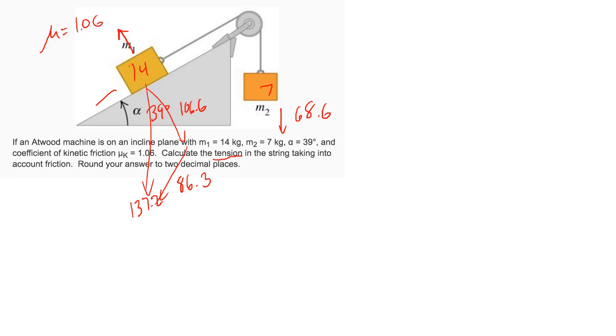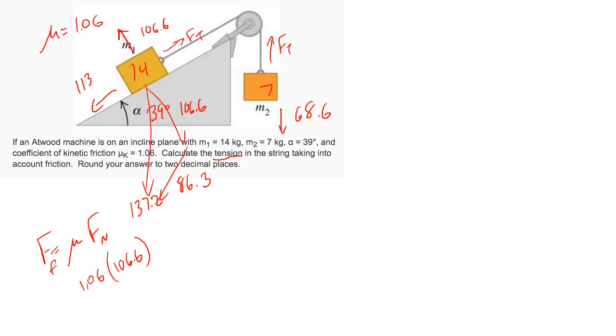Alright, so we know the normal force is 106.6, and we also need the friction force, right? Remember, F is equal to mu times force normal. So the mu is 1.06, the force normal is 106.6, so multiply them together, and we're going to get 113.0, so 113 is good enough. Okay, so these are all the forces, well, except for tension force, right? Force, tension, force, tension.